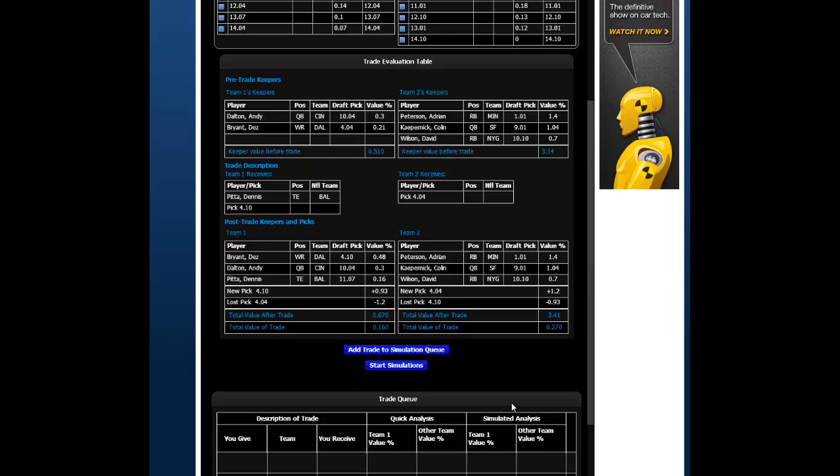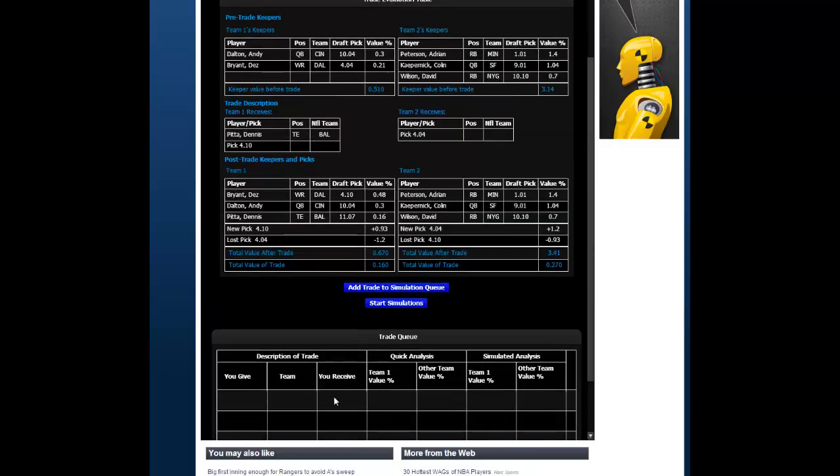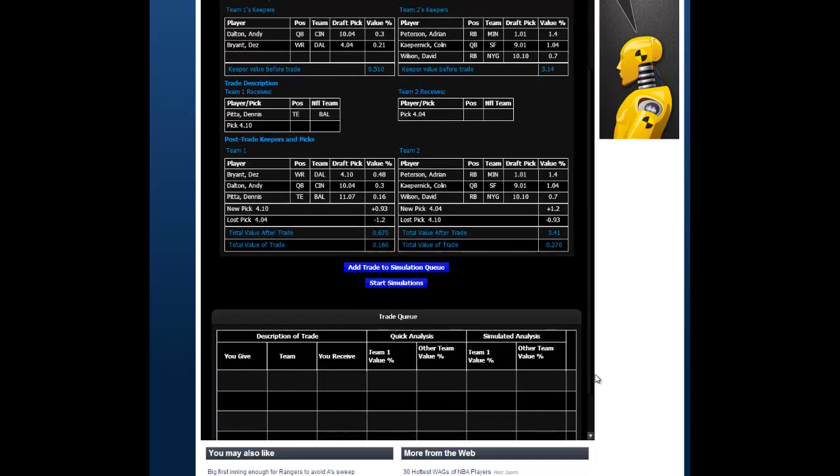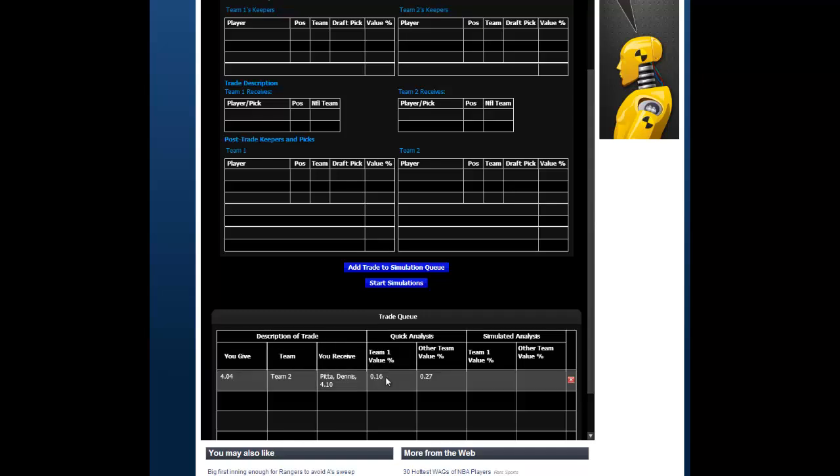And once I've done this several times, I'll want to simulate the entire draft again and see which trades work out the best for us. So I'm going to add this to the simulation queue, and that puts in the estimated values of it. But the simulated draft, once we run it again, will give us a concrete value at the end. So I'm going to find one more trade, and then we'll see which trades we want to pursue.